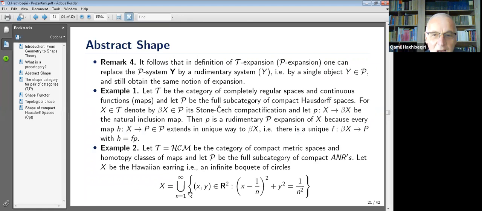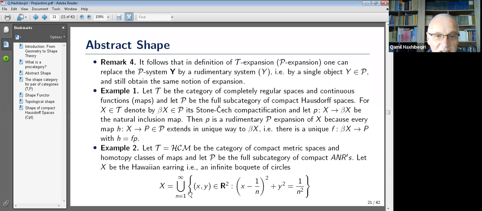It follows that in the definition of T expansion or P expansion, one can replace an inverse system Y by a rudimentary system Y, that means by a single object Y, and still obtain the same notion of expansion.